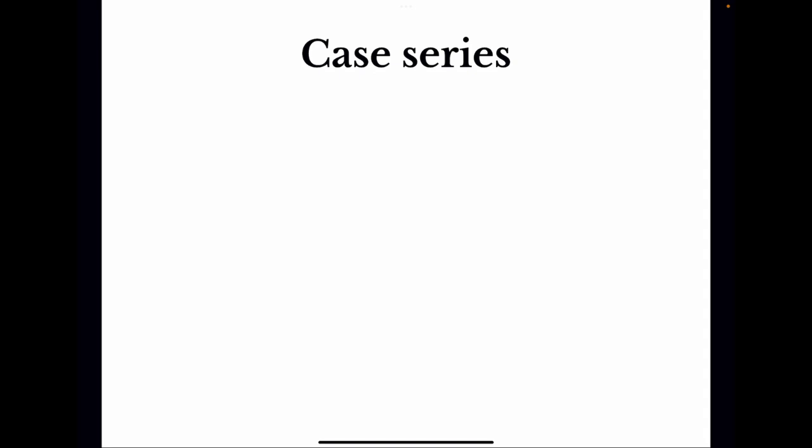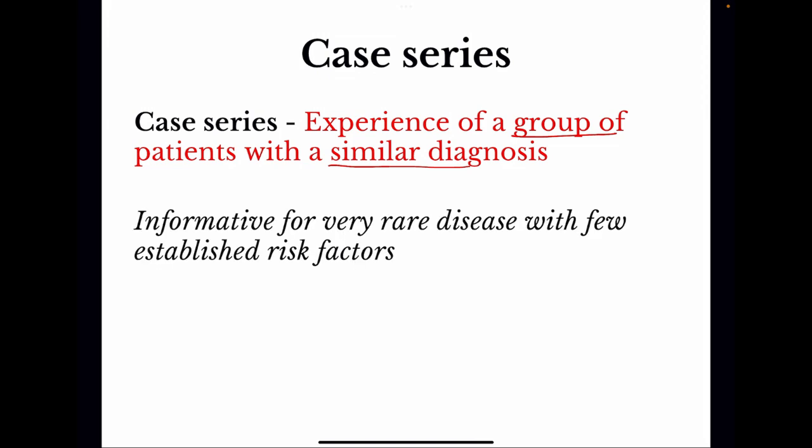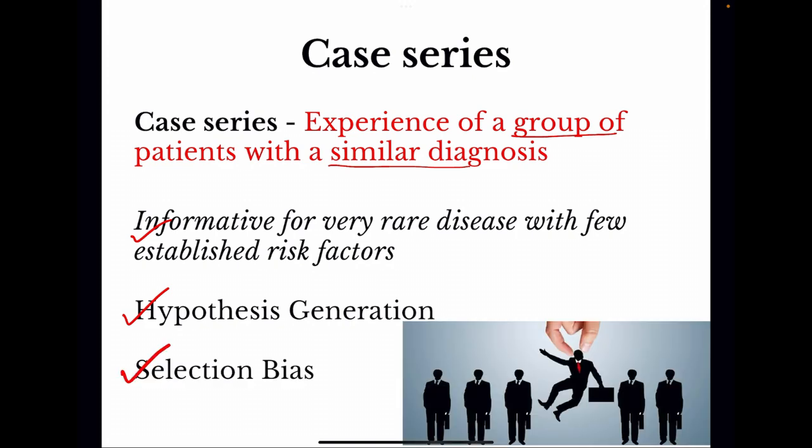Then we have case series. When I say case report is a single case, case series is a group of cases which may range from 2 to 10 cases. Case series is the experience of a group of patients with similar diagnosis, similar presentations, similar picture of investigations, or similar manifestations. It is informative for very rare disease with very few established risk factors. In case series, basically, we start the generation of the hypothesis. The most common disadvantage with case series is the selection bias.